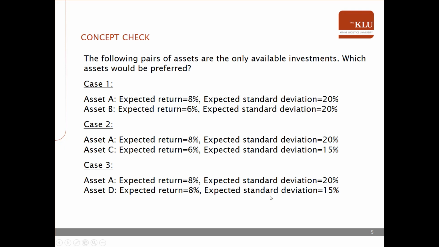What about the final case, 3? Here we compare asset A to a new asset D, which offers the same expected return but a lower standard deviation. Here the case is clear again, because asset D has lower risk but the same expected return, therefore investors would prefer asset D over asset A.